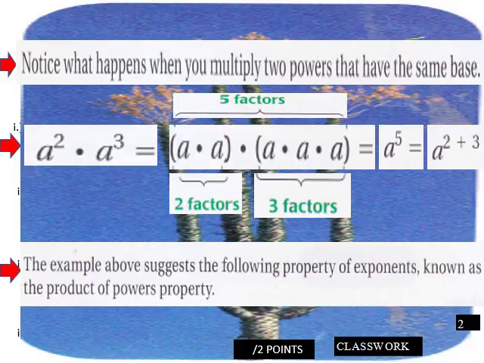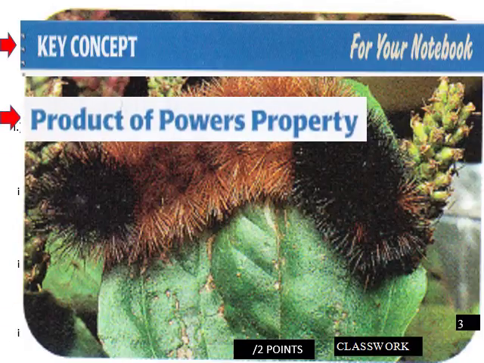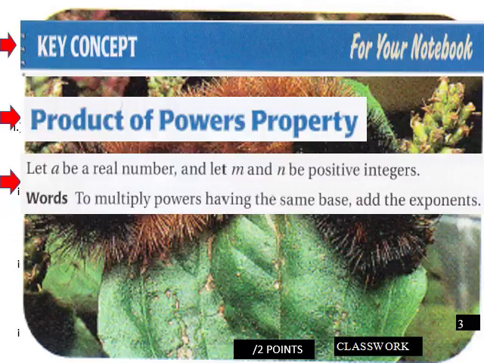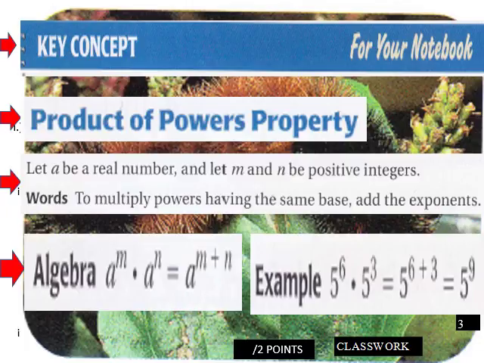The example above suggests the following property of exponents known as the product of powers. Product of powers property. Let A be a real number. Let M and N be positive integers. To multiply powers having the same base, add the exponents. And then here is a real life example of that: 5 to the 6th times 5 to the 3rd. They have the same base, so you just add your exponents. That's 5 to the 9th.